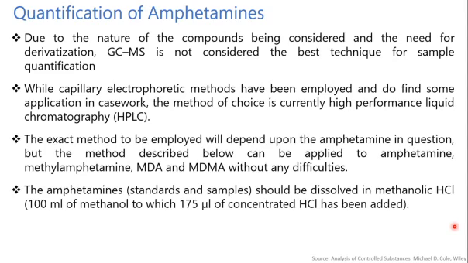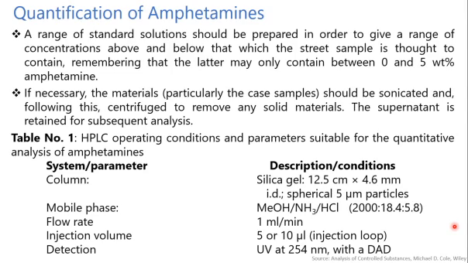The amphetamine standards and the sample should be dissolved in methanolic HCl, that is 100 ml of methanol to which about 175 microliter of concentrated HCl is added. We dissolve the sample and standard. Then a range of standard solutions should be prepared, giving a range of concentrations above and below that which the street sample is thought to contain, remembering that the latter may contain only between 0 to 5 weight percent amphetamine.